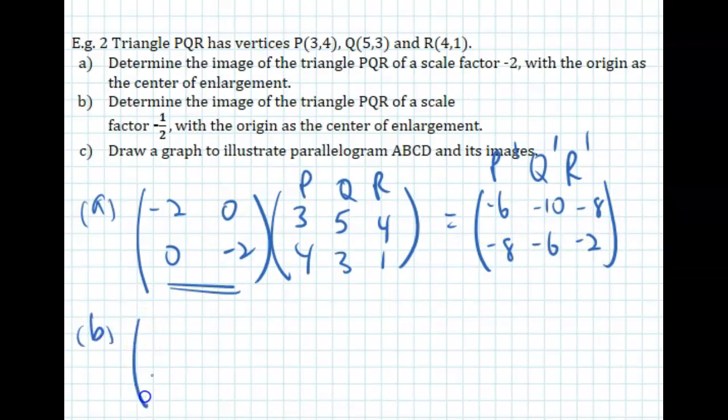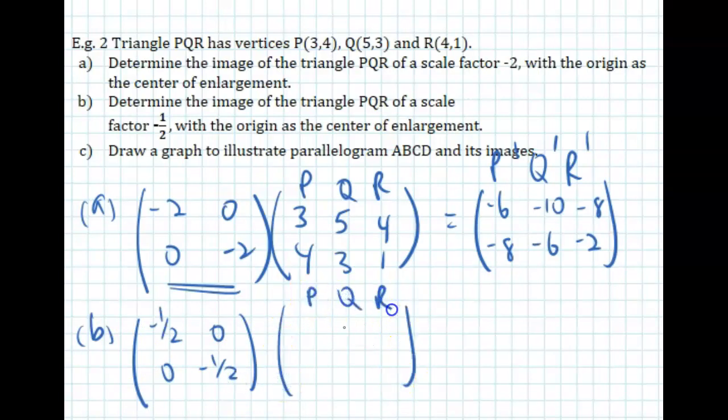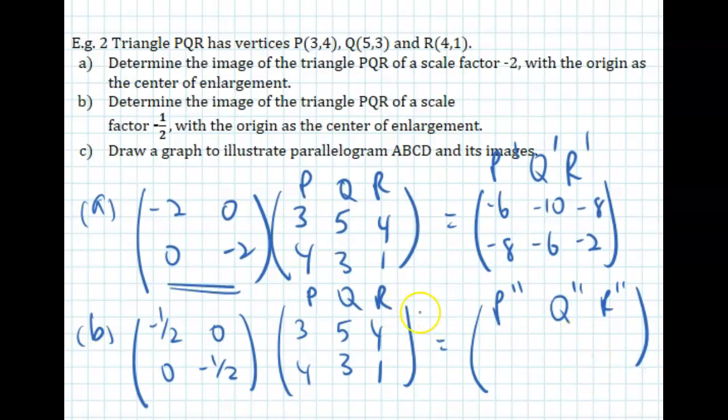So now repeating this process with -1/2. I just do that. Right? Now we are going to get P double dash, Q double dash, and R double dash. It's going to be -1.5, -2, -2.5, and -1.5. But sorry, and the last one -2, -0.5. Now go into graph paper to get this.